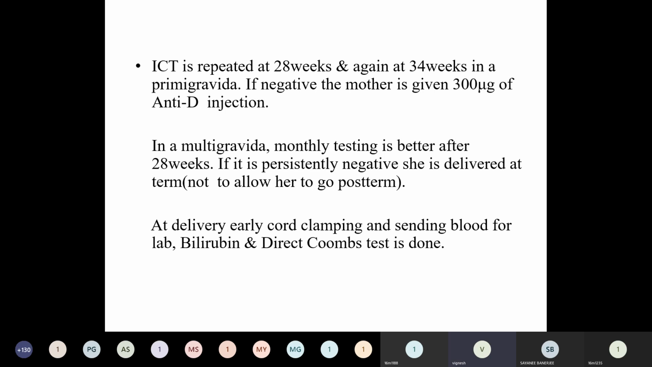And what are the precautions you take at the time of delivery? You have to do an early cord clamping because you want to limit the number of fetal red cells entering into the maternal circulation. And you collect the blood from the cord, and you send it to the lab for hemoglobin, for direct Coombs test, for serum bilirubin, as well as blood group estimation.